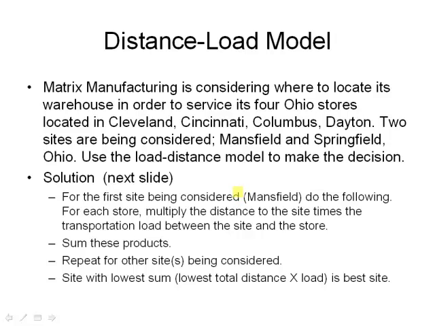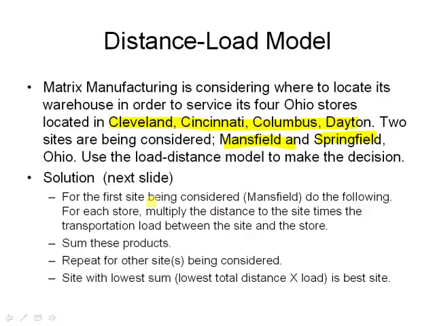Okay, so the first tool that we'll talk about is called the distance load model, and the best way to understand these tools is with examples, so let's just work through an example. This company, Matrix Manufacturing, is considering where to locate a warehouse. It's got 4 stores in Ohio. You can see the locations of the different stores here, and it's considering 2 sites for the distribution center, Mansfield, Ohio, and Springfield, Ohio. And we'll show how to use the distance load model to make this decision.